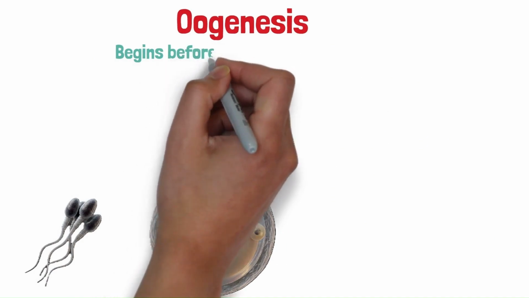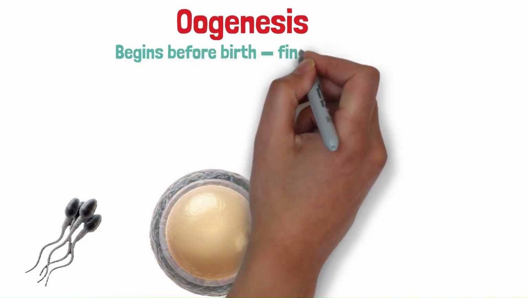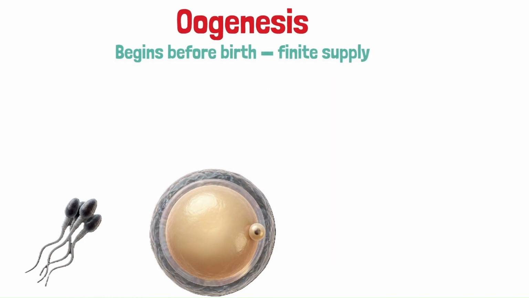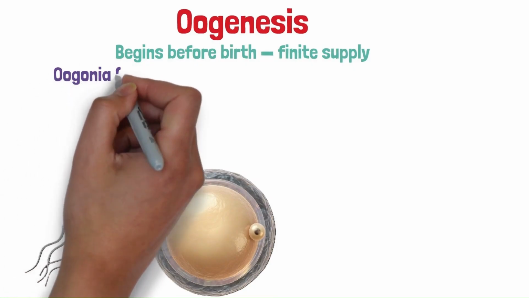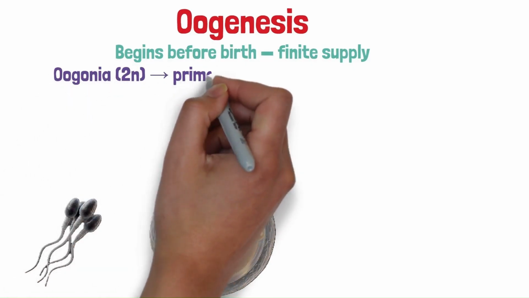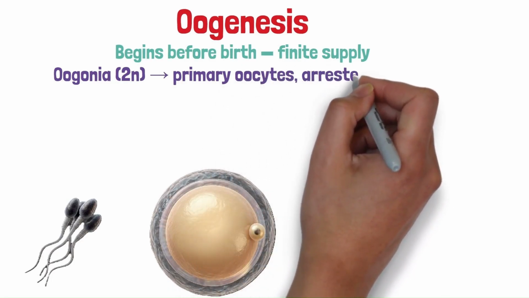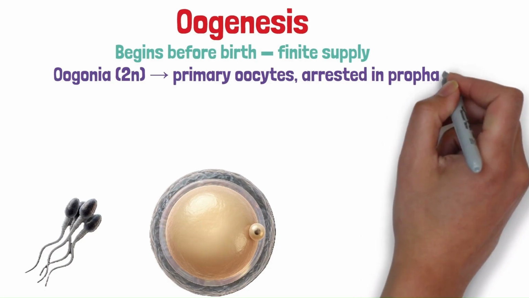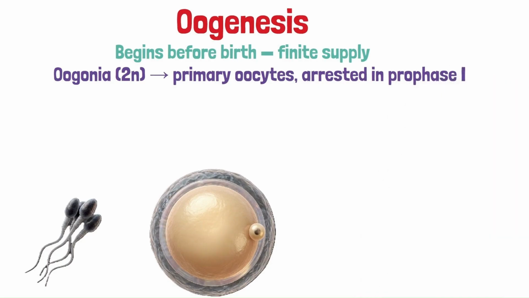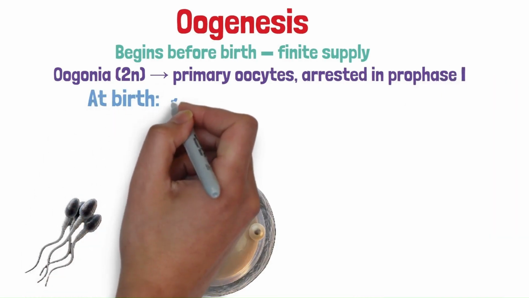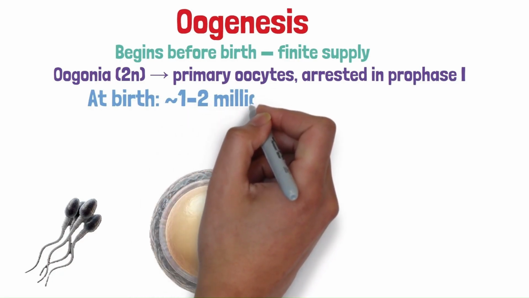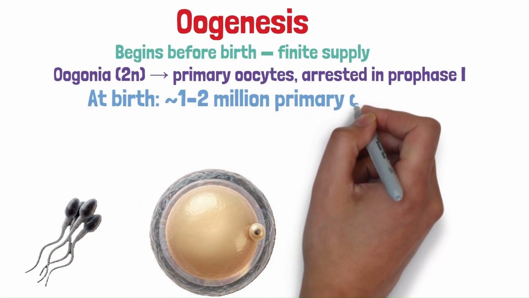Now compare that to oogenesis, which is almost the opposite story. This process starts before your patient is even born. Oogonia enter meiosis 1 and become primary oocytes, but then they arrest in prophase 1. By the time she is born, she already has her entire lifetime supply, roughly 1 to 2 million primary oocytes, sitting frozen in that arrested state.